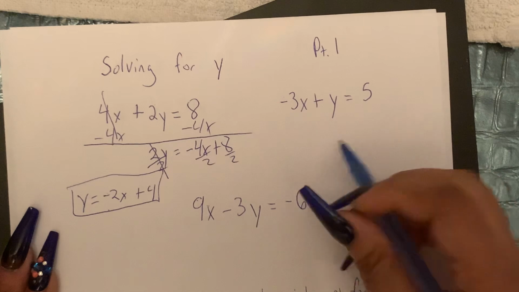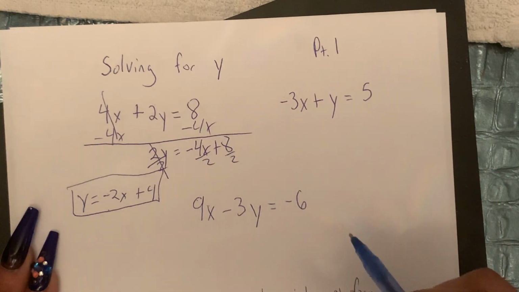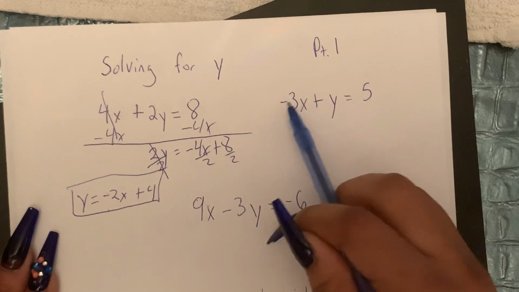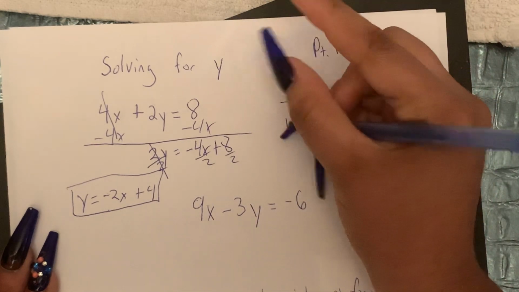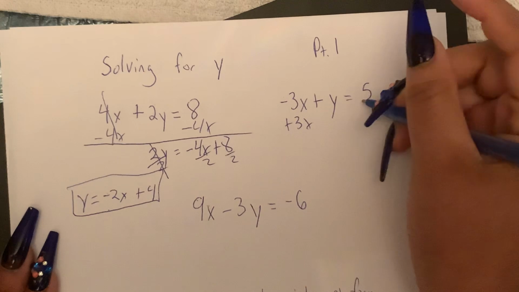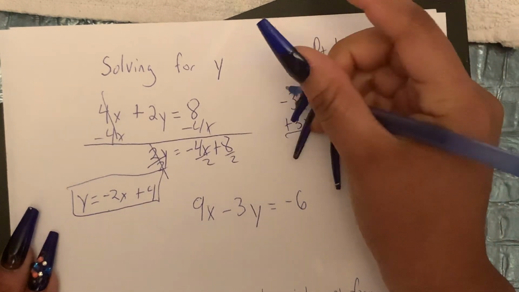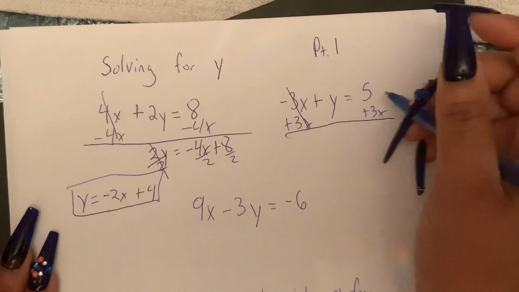Okay, second example. First, we move the x term. So the x term has a negative. So I'm going to do the opposite. I'm going to add 3x to both sides. That cancels.